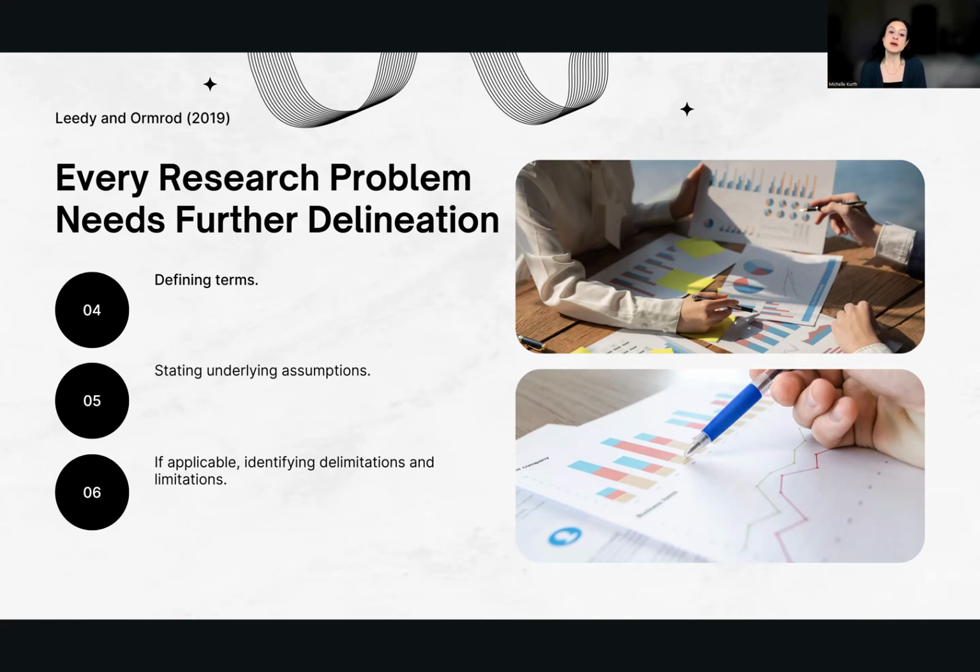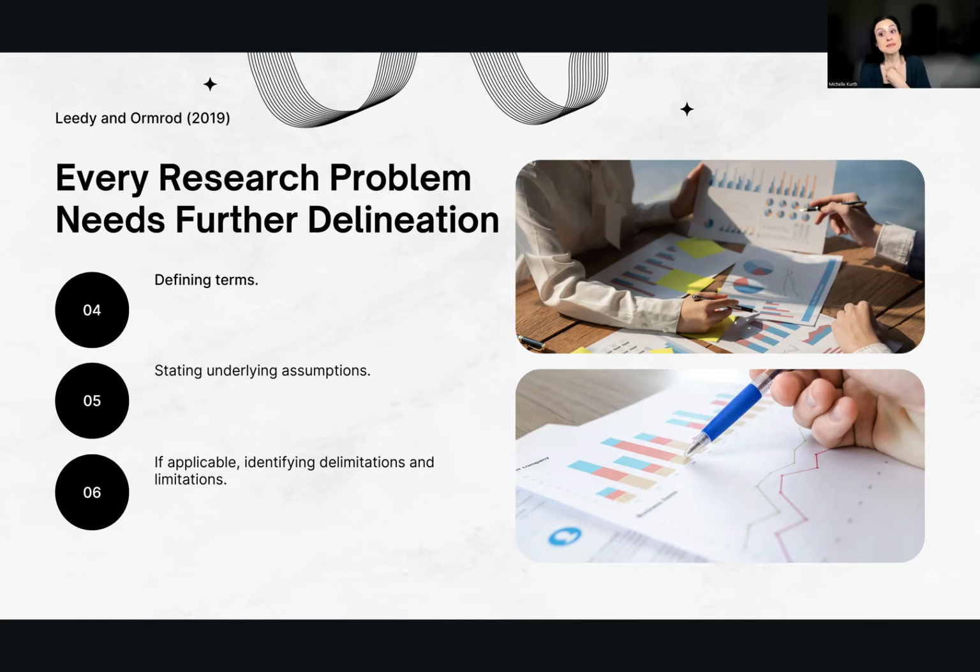And then, if applicable, identify delimitations and limitations. Your limitations are going to be those things that are outside of your control as a researcher. Your delimitations are going to be the things that are within your control as a researcher. So a limitation of your study could be that, hey, I'm giving this online survey. I can't control the environment that these participants are in. I don't know, right? That's outside of my control. But I want to list that up front.